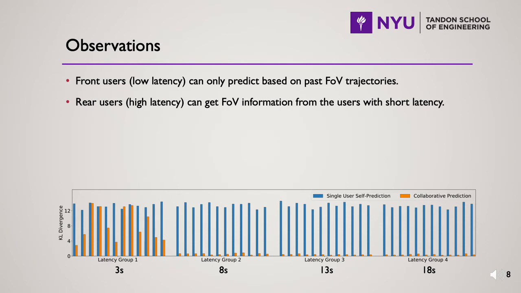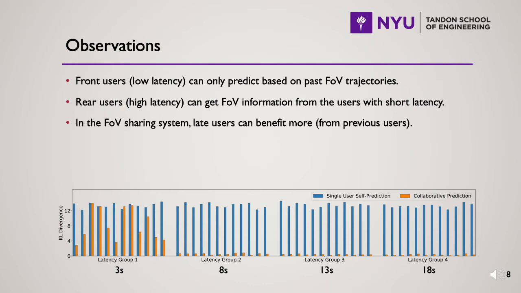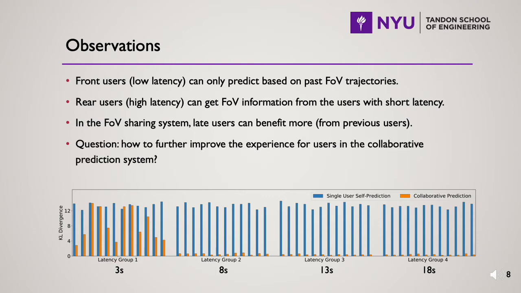From the same results, we found that front users with short latency can only predict based on their own past FOV trajectories. But for the rear users with longer latencies, they can get previous users' information. That is to say, late users can benefit more from previous users. Then, we propose another question: how to further improve the experience for all the users? Our answer is to engineer users' latency by putting strong users in the front. And this is our second contribution, named flocking.